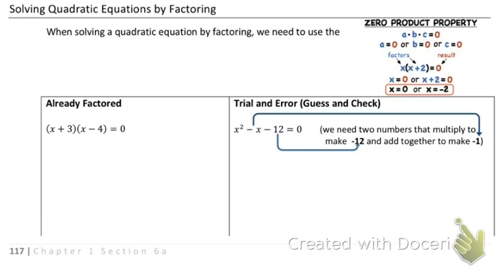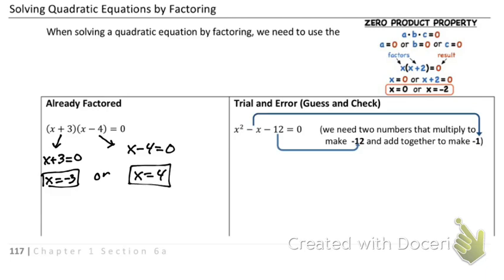So if we have something already factored and it's equal to 0, that means either our first factor, x plus 3, equals 0, in which case we'd have x equals -3, or our second factor would equal 0. So I'd have x minus 4 equals 0, and then we'll have x equals 4.